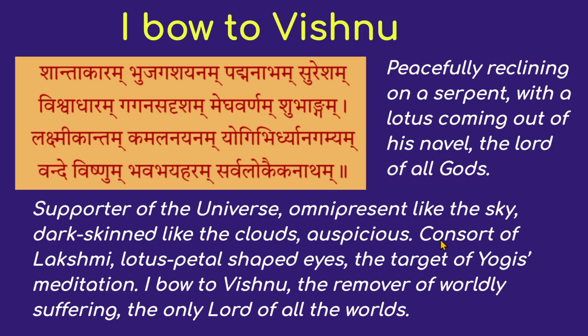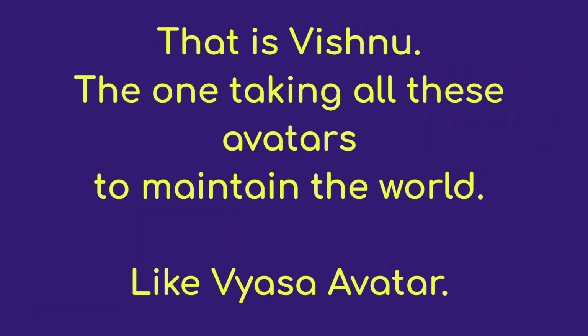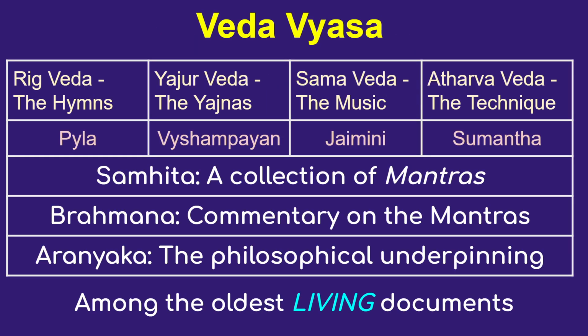So that dichotomy is maintained as a handsome man on the one side and as the entire universe on the other. It's maintained throughout Bhagavatam. That is Vishnu. That's the one we're talking about, taking all these avatars to maintain the world. And before I go into detailed description of avatars, let me do one more in brief, and that is Vyasa avatar. Vyasa is called Veda Vyasa because he collated the Vedas. He classified all knowledge into four Vedas.